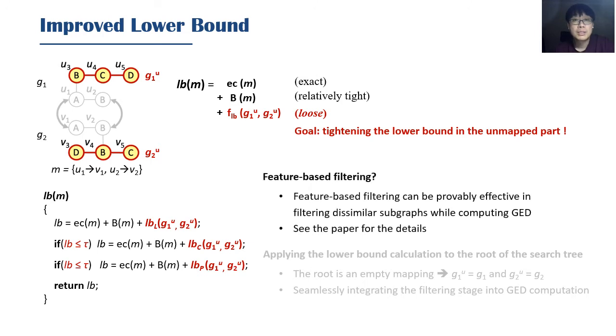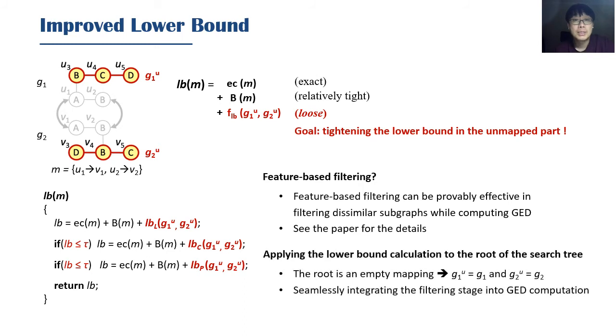Although feature-based filtering techniques have limitations as we've seen before, we have observed that they can be effective in filtering dissimilar subgraphs while computing GED. We can seamlessly integrate the filtering phase into GED computation by applying our lower bound function to the root node of the search tree. Please see the paper for the details.